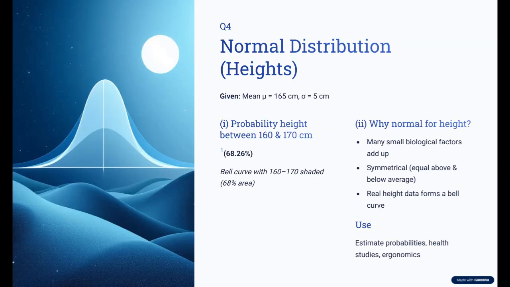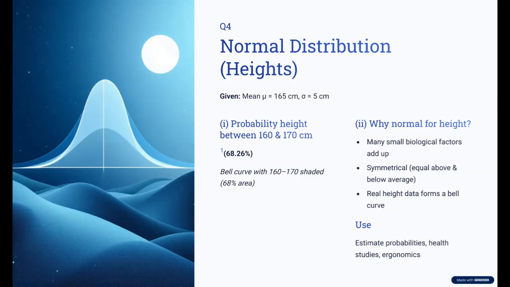Normal distribution, the bell curve for heights. The normal distribution is the most famous probability distribution. It looks like a bell, hence bell curve. Many natural phenomena follow it: heights, weights, IQ scores, measurement errors. Given, heights of students in a college are normally distributed with mean mu equals 165 centimeters and standard deviation sigma equals 5 centimeters.